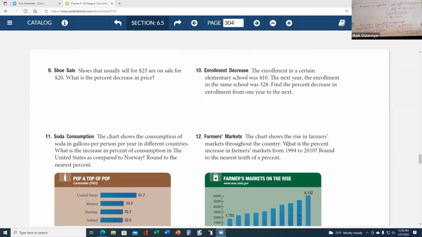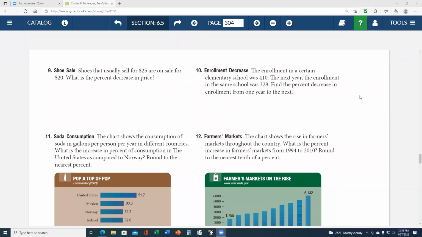All right, let's try number 10. The enrollment in a certain elementary school is 410. The next year, the enrollment dropped to 328. Find the percent decrease in the enrollment from one year to the next. So is this a percent increase or decrease problem?